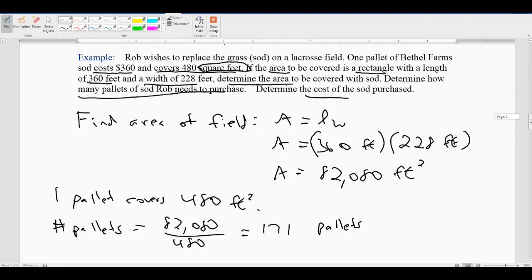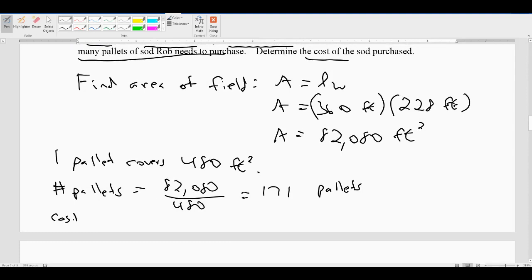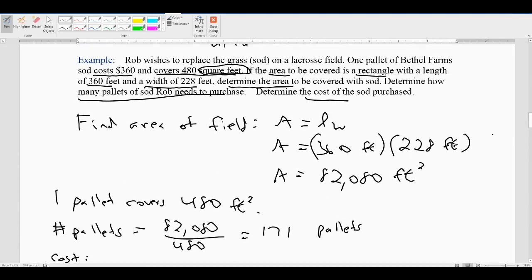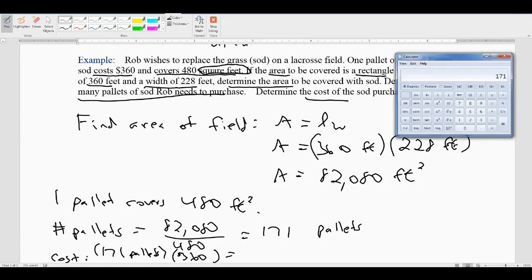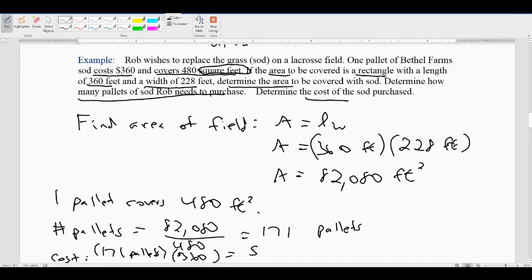And then what's the cost? Well, how much does it cost per pallet? $360 is per pallet. So we take 171 pallets, and each of those is $360. So 171 times $360 gives us a grand total of $61,560. There you go.